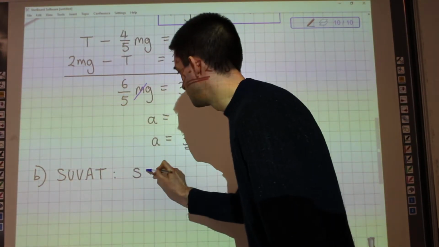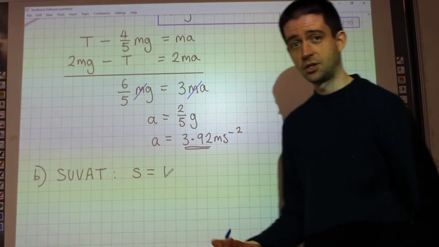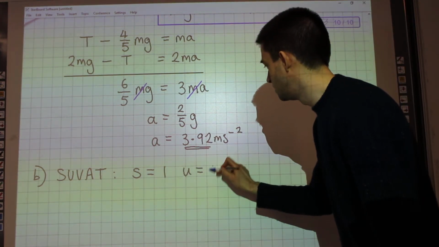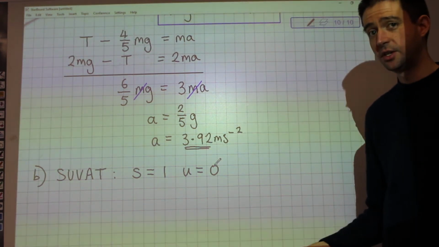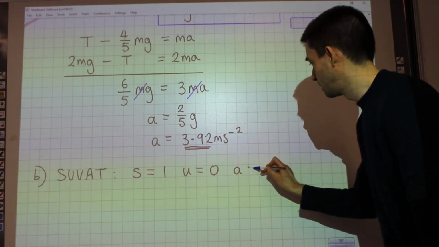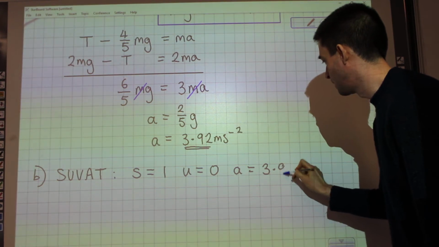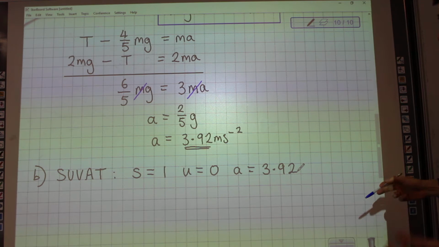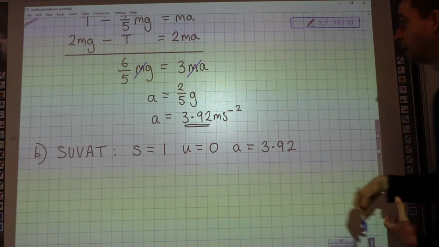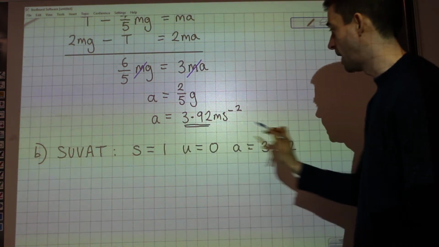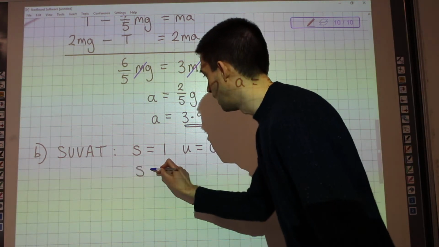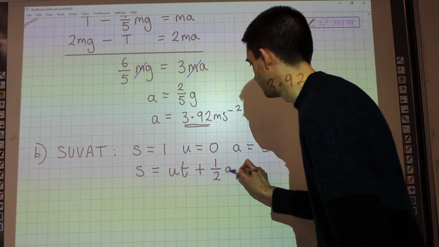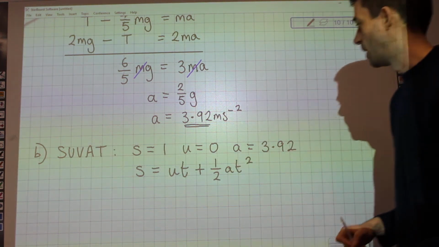And we know that S is 1 because that's the distance that B has to travel before it hits the ground. We know that U is 0 because the system initially started at rest. And we've now calculated that A, the acceleration, is 3.92. And we want to know the time taken. So we need our SUVAT equation that's got S, U, A and T in it. So S equals UT plus half AT squared.